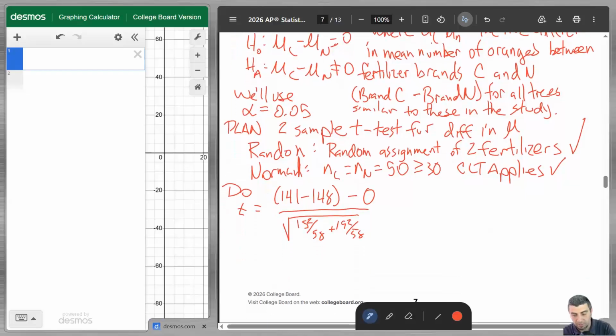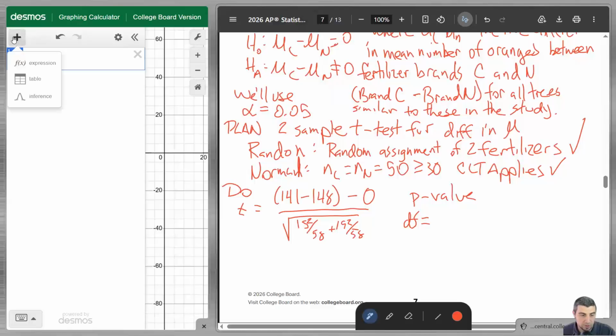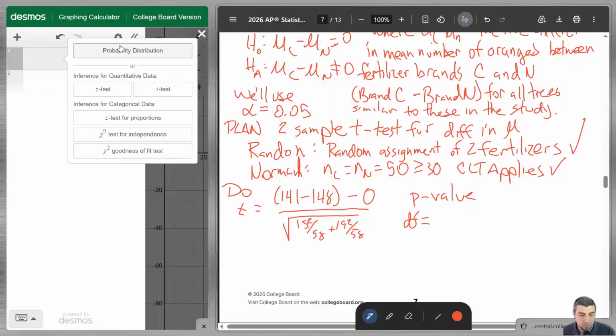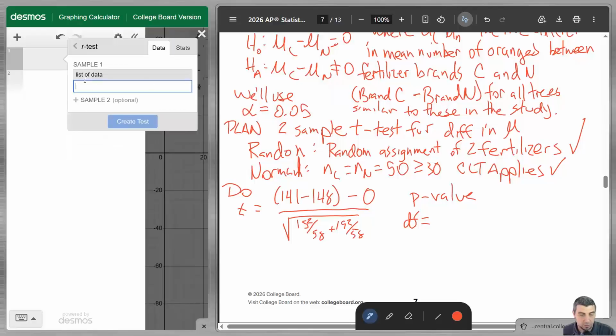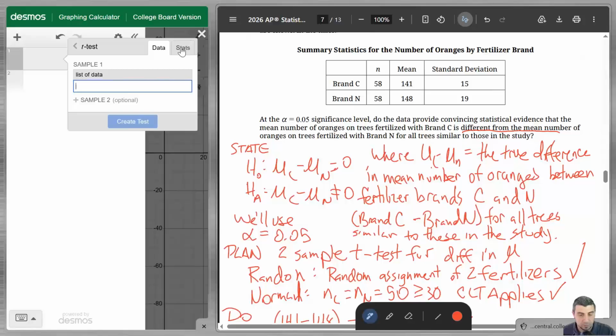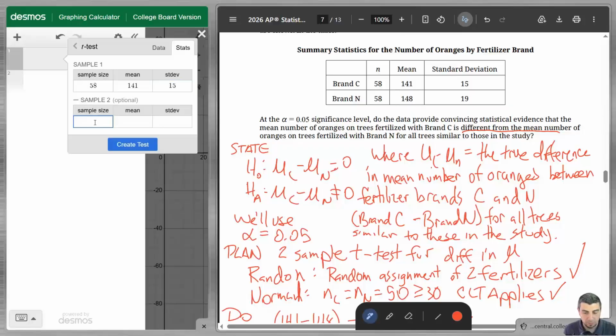And then we want our p-value, and it's helpful to also put down your degrees of freedom. So to get the t-value, the p-value, and the degrees of freedom, we can dump this into Desmos. So inference, we're going to do a t-test. We need two samples. So the first sample, we're going to put in the statistics. The sample size is 58. The mean is 141, and the standard deviation is 15. Sample 2, we'll put that information in.